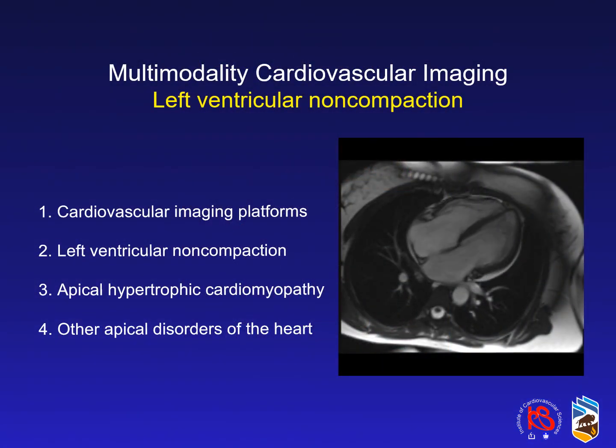So over the past 20 minutes, we have focused on, one, the cardiovascular imaging platforms that are available to us in 2020. Second, how do we diagnose LV non-compaction using echocardiography and cardiac MRI? Third, how does one diagnose apical hypertrophic cardiomyopathy? And finally, other apical disorders that should be considered within the differential diagnosis.